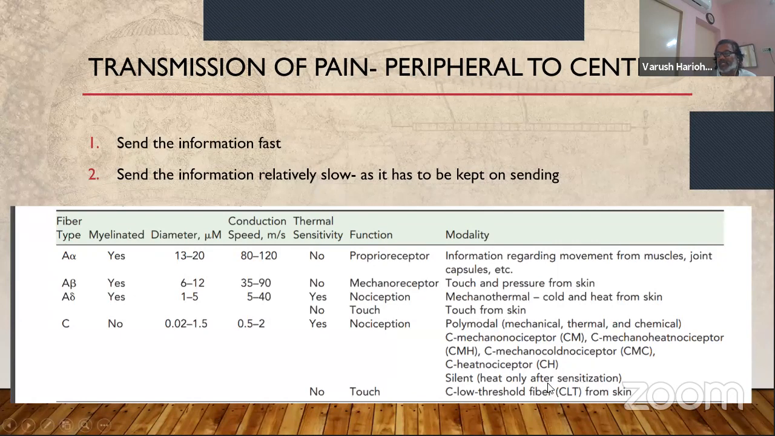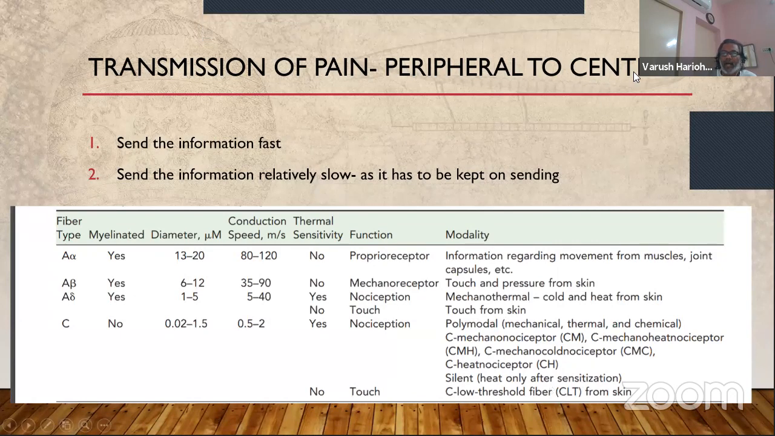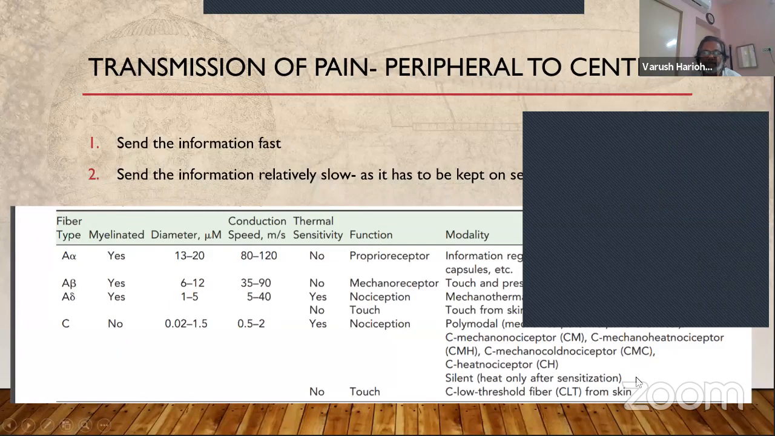So the next question I'm asking you is, why do we need two types of these fibers, and one has to be fast and one has to be slow? Why does it have to be there? Why does it have to be like that? What's the value of it, if you will?